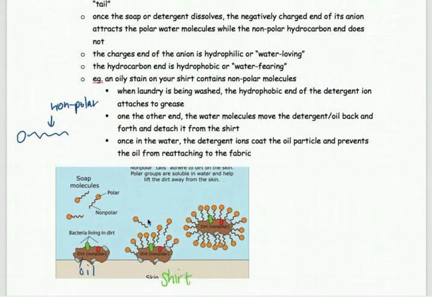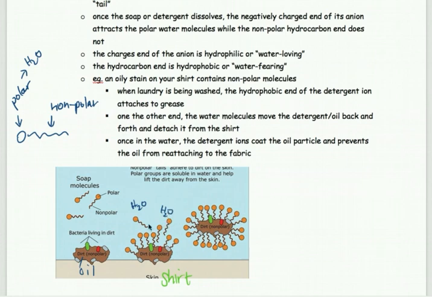So it'll attach, but then remember it's a washing machine, so the water is swirling around and so forth. Remember this end here is polar, right? And it's going to be attracted to the water. Okay, so this is all in water.